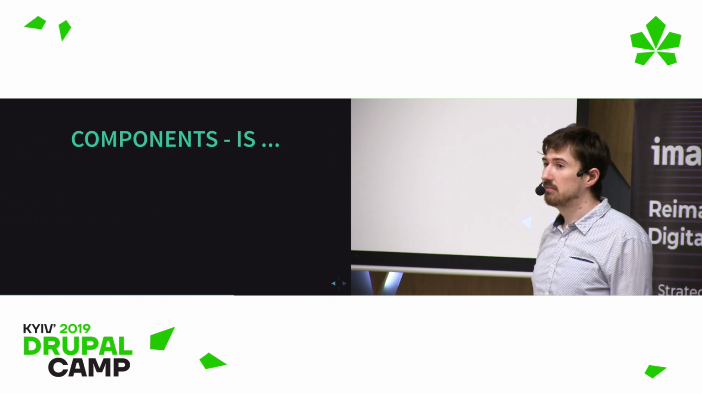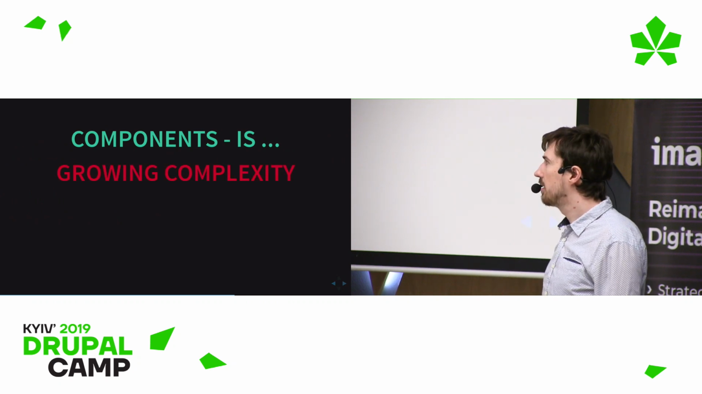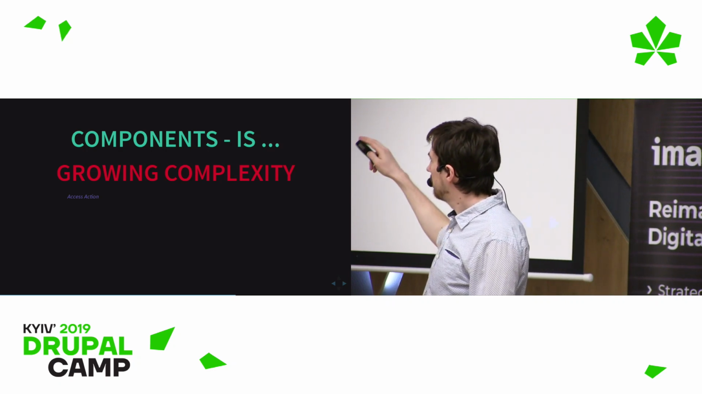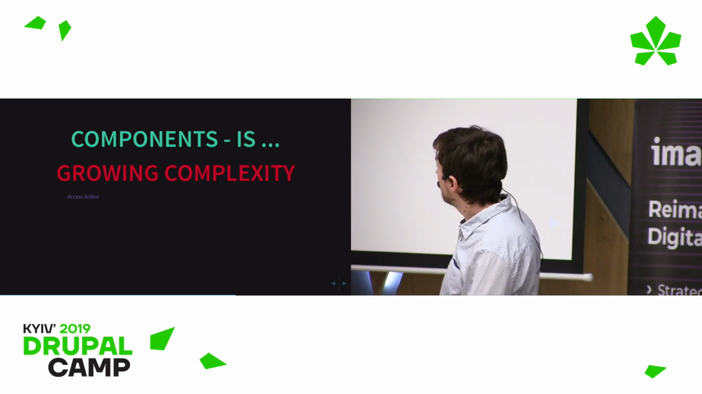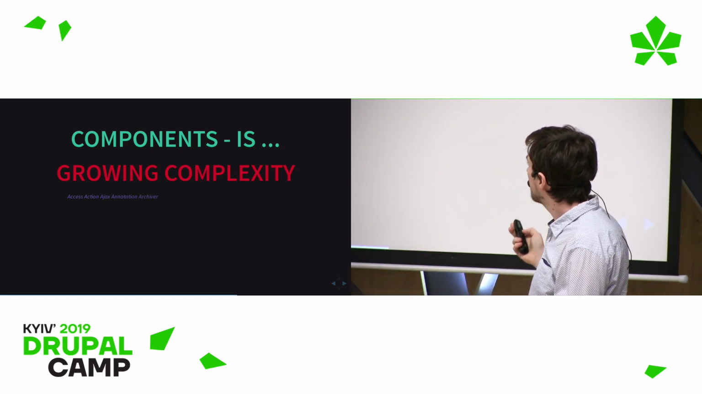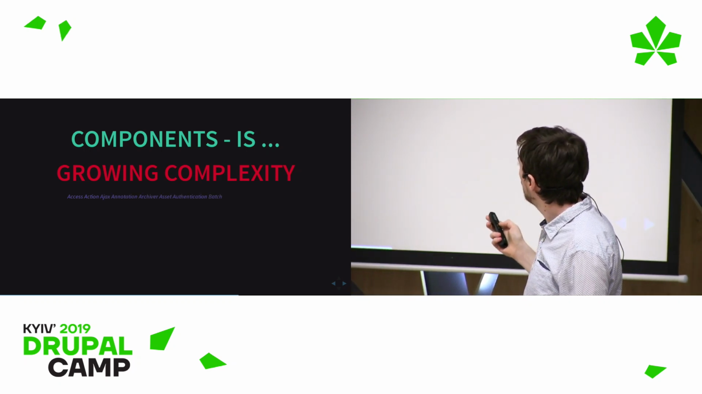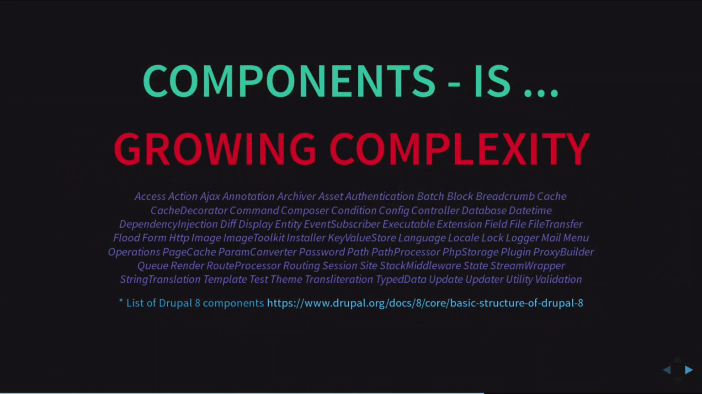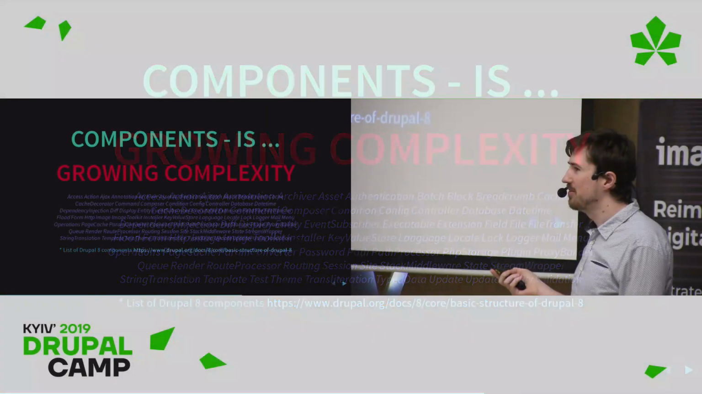So the entire component is really growing in complexity, because, for example, it's really small, but I'll show it to you. We have component access, action, Ajax, annotation, archive, asset, blah, blah, blah, a lot of components. It's the list of components from Drupal 8, actually. And I think that's not the finished list, because maybe we lost something.